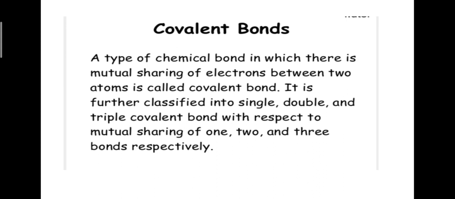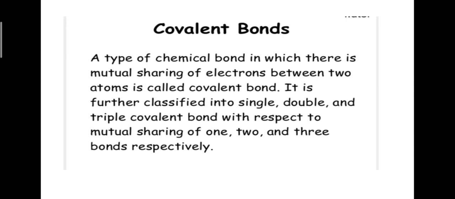It is further classified into single, double and triple covalent bond with respect to mutual sharing of 1, 2 and 3 bonds respectively. So covalent bonds are formed between two nonmetals. In this type of bonding, electrons are not transferred but shared. So the electrovalent bond is between one metal and one non-metal, but here the covalent bond is in between two non-metals.